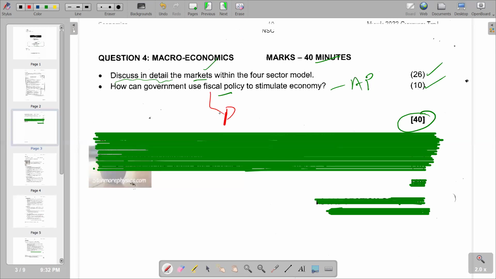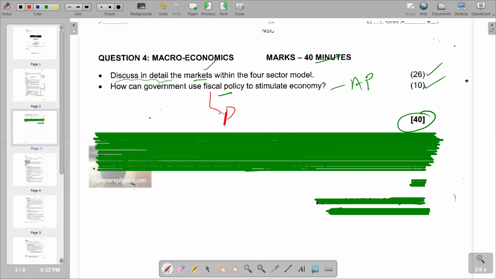Fiscal policy is a policy that is set by the government, and it uses two main instruments, taxation and government spending. Those two instruments are adjusted to control economic activities in the country. We are now going to look at our question: how can the government use fiscal policy to stimulate the economy?